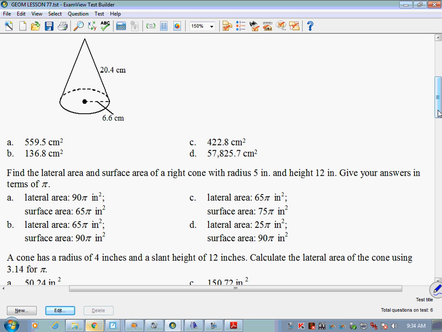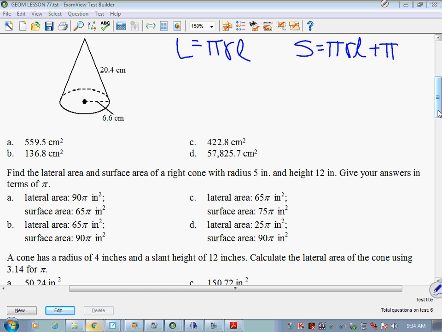So let's start off again with lateral area. Darian, what is my formula for lateral area of a cone? Stop. Lateral area is the smaller formula, right? Surface area is what? Aaron? Okay, good. So we have these two formulas that we're going to use. We have lateral area and we have surface area.